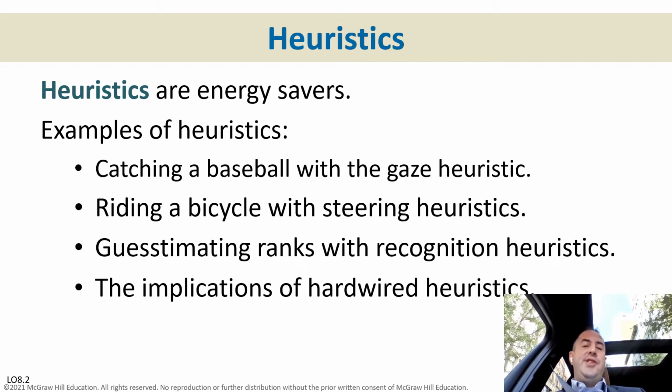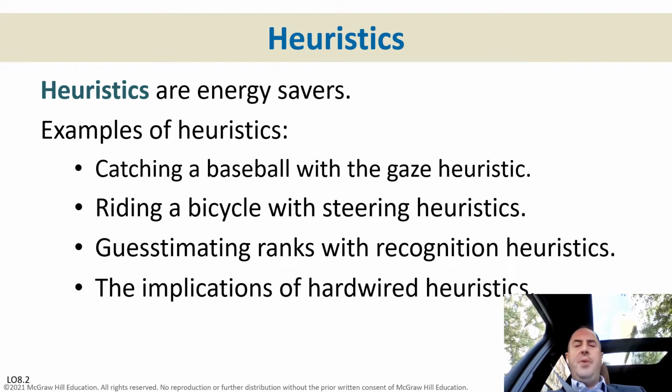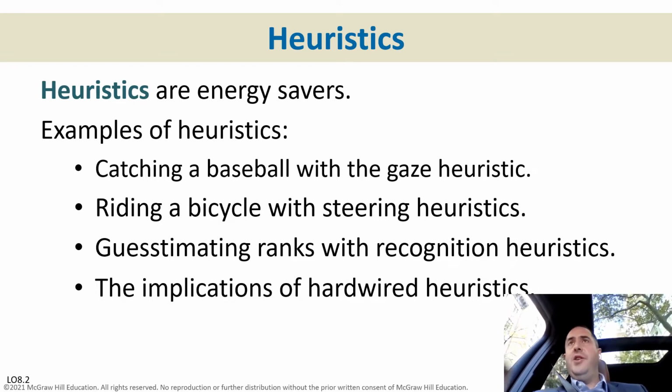Heuristics are energy savers. They're rules of thumb. So, mental shortcuts. I'm trying to think of a good one in this example, but there's some here. Catching a baseball with a gaze heuristic. These are terrible examples actually. Riding a bicycle with steering heuristics, guesstimating the rank with recognition heuristics, implications of hardwired heuristics.